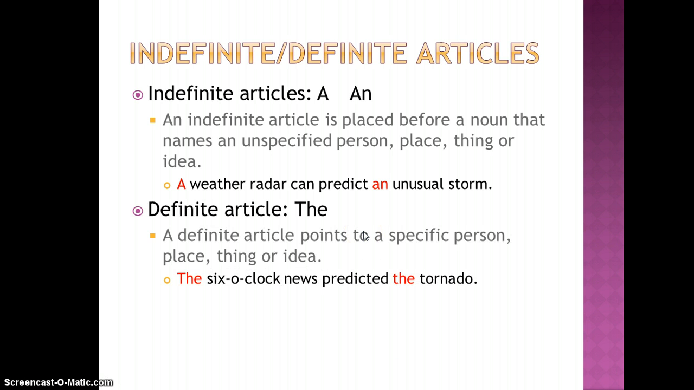And then a definite article, the. A definite article points to a specific person, place, thing, or idea. The 6 o'clock news predicted the tornado. So the, talking about a specific show, the news, the 6 o'clock news, it predicted the tornado. You can see the difference between the indefinite and the definite articles.